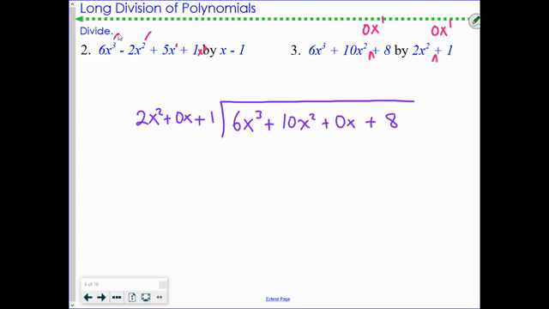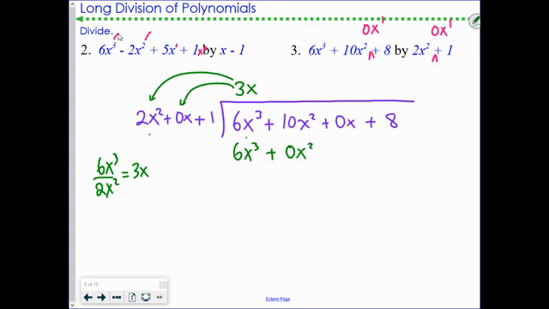So here we go. 6x cubed divided by 2x squared gives you 3x. Put that up here. Multiply it back. 3x times 2x squared is 6x cubed. Just done that bit. 3x times nothing is nothing. So we've got no x squared. That was this bit. Then I've got to multiply it by 1 and put that here. Plus 3x.